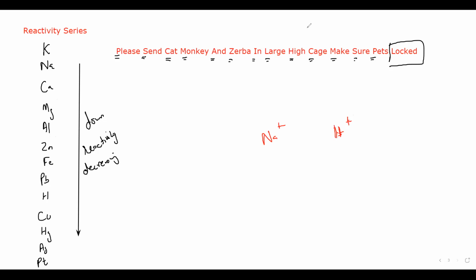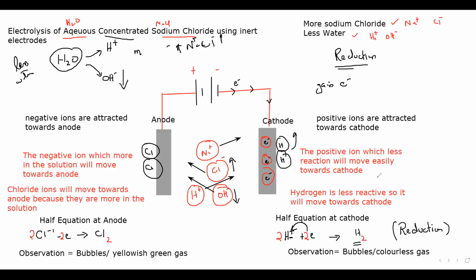Always the less reactive. When you check the position in the reactivity series, you will find hydrogen is less reactive compared to sodium. So the hydrogen ion, which is less reactive, is able to move easily towards the cathode, and it will turn into a hydrogen molecule. So we'll observe bubbles or a colorless gas. And this change is called reduction because it is a gain of electrons.